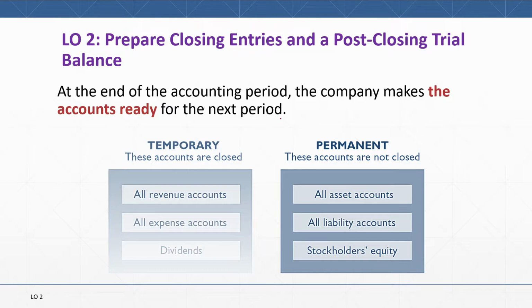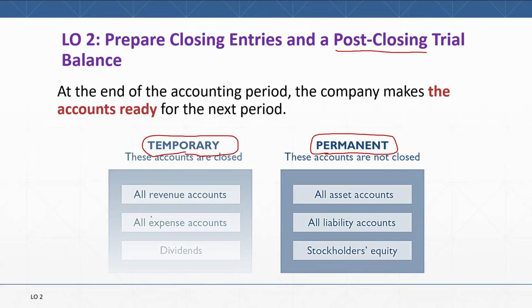In learning objective 2, we talk about closing entries and our third TB, which is called post-closing trial balance. Closing is a step that we need to do to make our accounts ready for the next accounting period. We close only our temporary accounts. Permanent accounts will not be closed. But what does closing exactly mean? Closing basically means to empty out the balance of an account.